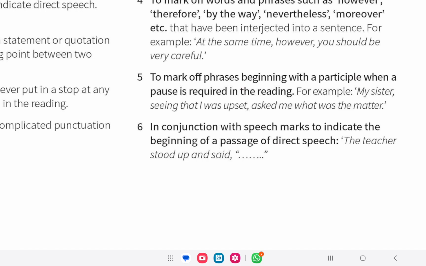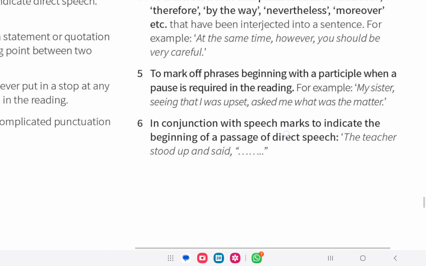A pause is a stop that is for just a little moment. Like my sister, seeing that I was upset, pause, asked me what was the matter. So such phrases in which you need to pause for some time, you are going to put a comma after such phrases, and usually they are beginning phrases. Now here you can see there are two phrases that need a comma after that.